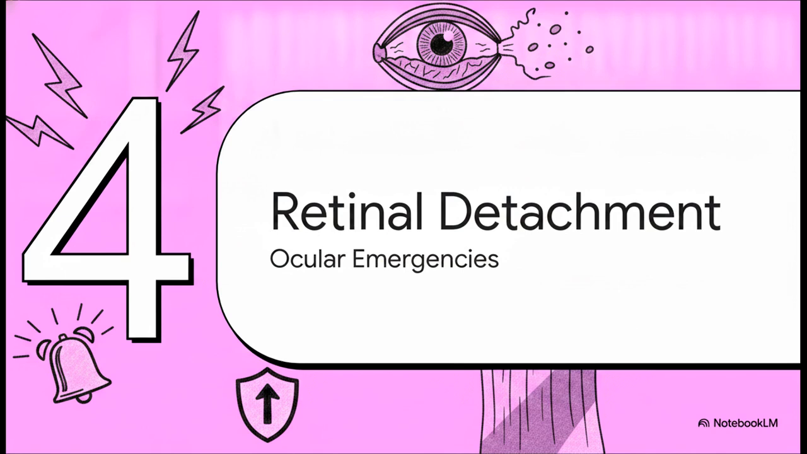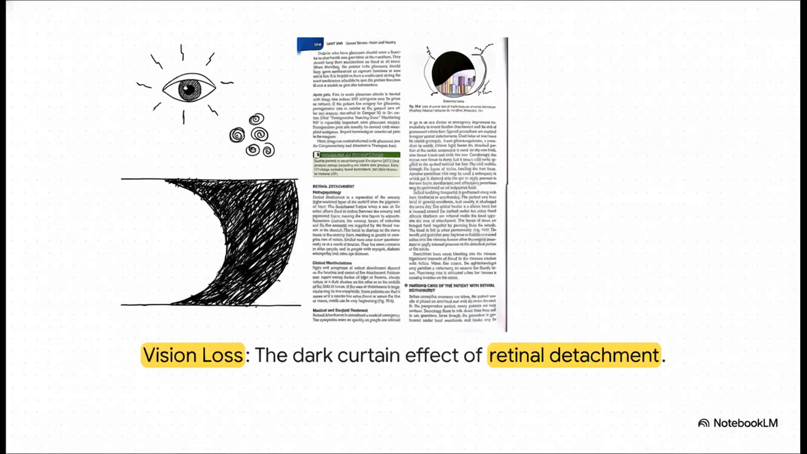Next up is Section 4. Retinal detachment and emergencies. So key points 16 and 17 map out the pathology and the classic symptoms of retinal detachment. It's essentially a separation of the sensory layer of the eyeball from the pigmented layer, which suddenly deprives those sensory layers of their blood supply.